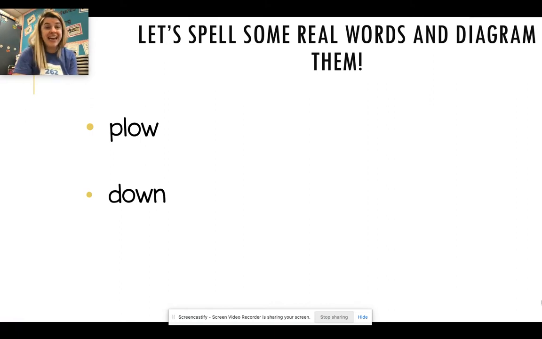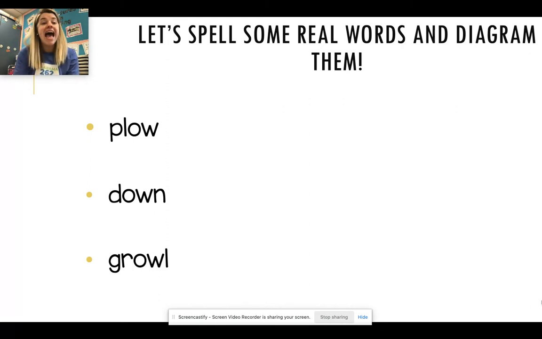Word number 3, growl. Growl. All right, let's pound it. Growl. Growl. Ooh, it's in the middle, but it's got a rule breaker L. Rule breaker L. If we hear it in the middle with an L behind it, what do we spell it as? G-R-OW-L. Growl. Very good.